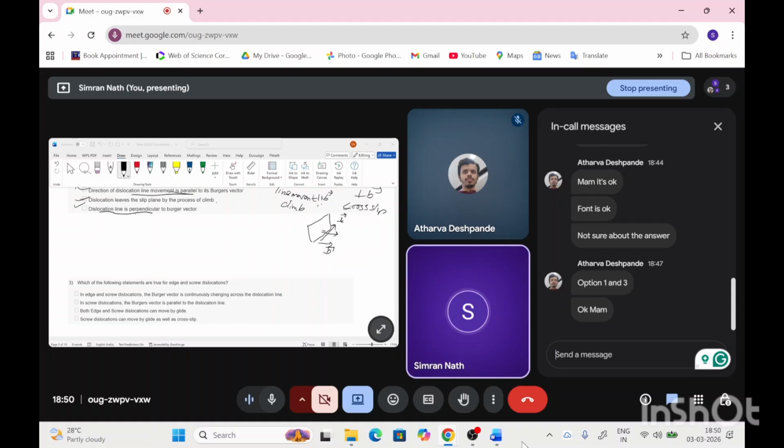The second option says that in a screw dislocation, the Burgers vector is parallel to the dislocation line. So this is correct. Both edge and screw dislocations can move by glide, so this is correct. And a screw dislocation can move by glide as well as cross slip. So the last three options are correct.